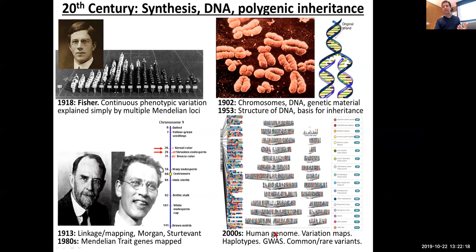We are able to catalog the entire human genome. We have built variation maps that catalog within many populations the basic common variants. We understand the concept of haplotypes, which even just a few years ago was not fully worked out. We understand the concept of genetic association, of common and rare variants, and all of the stuff that we're going to talk about today. Okay?